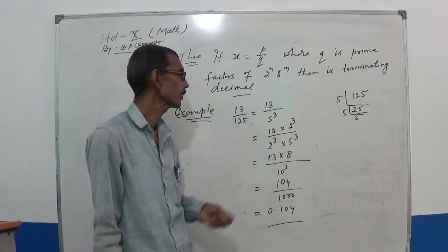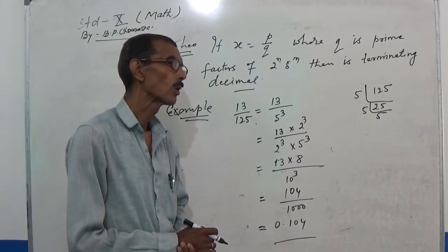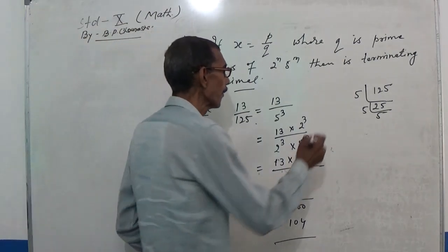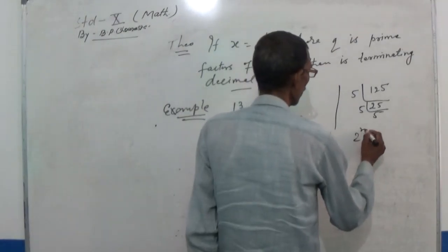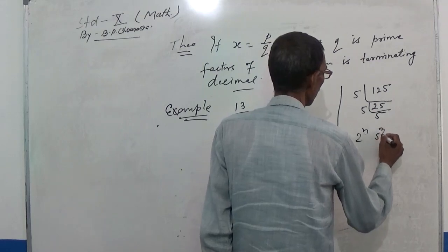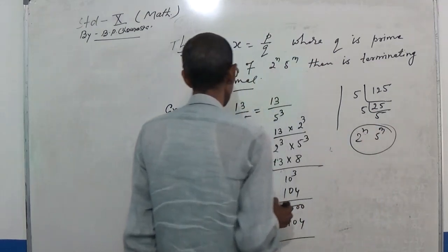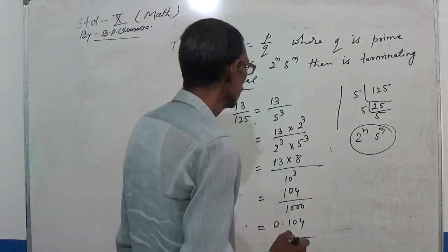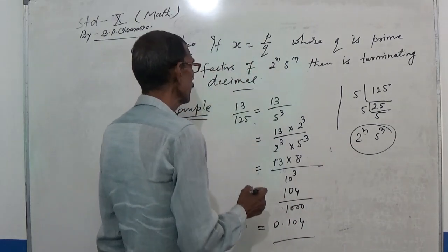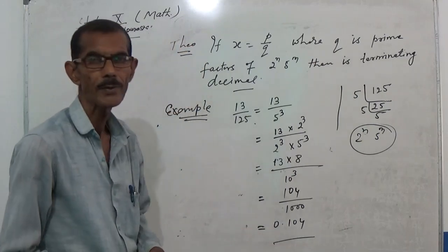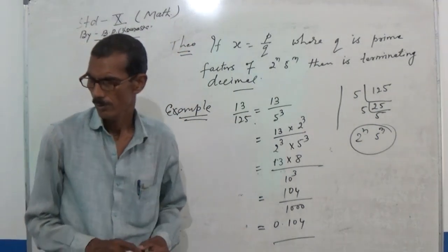So for this type of rational number, whose denominator can be written in the form 2 to the power n, 5 to the power n, you can get a terminating value of that rational number.